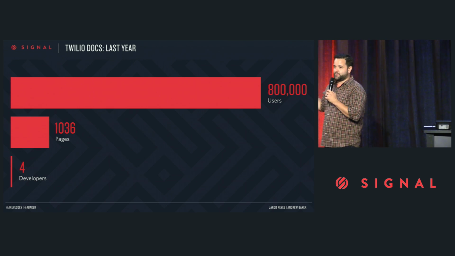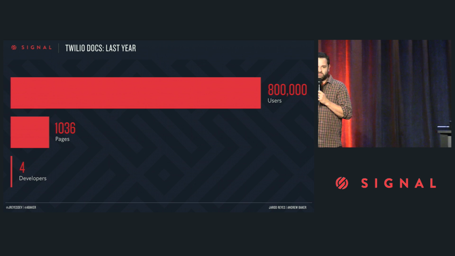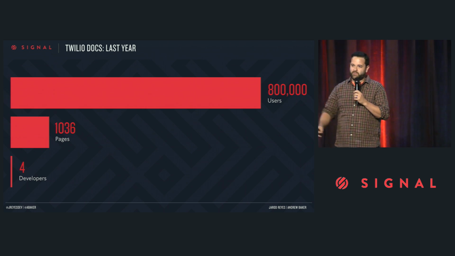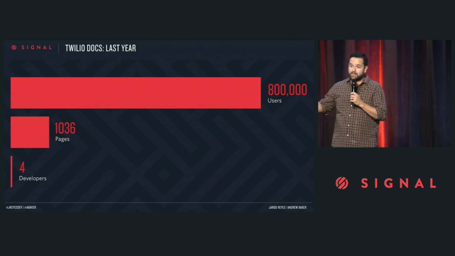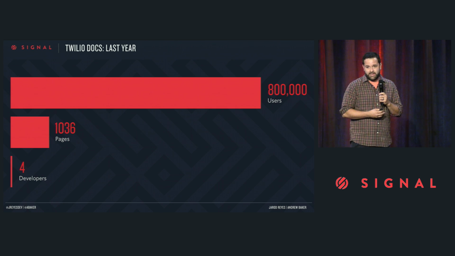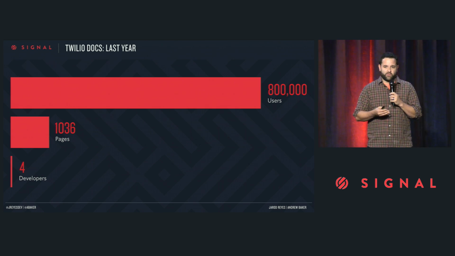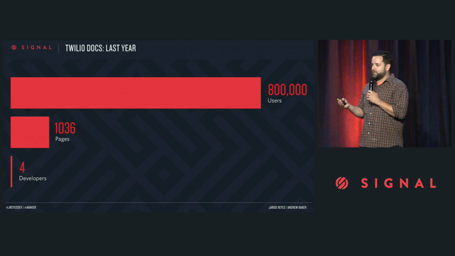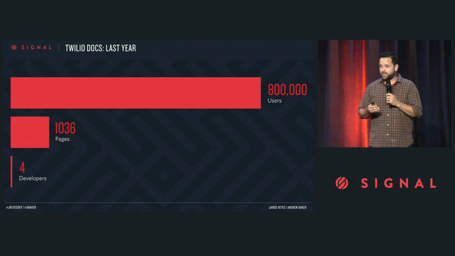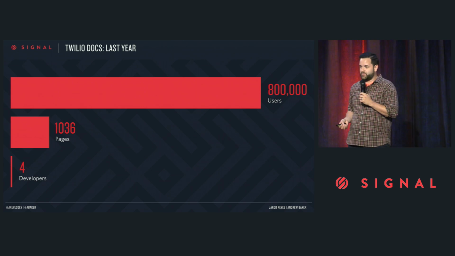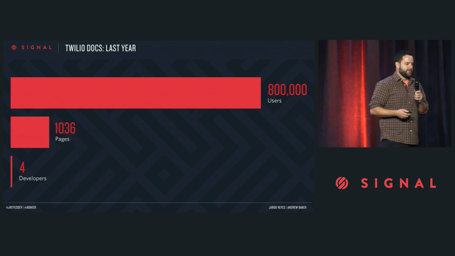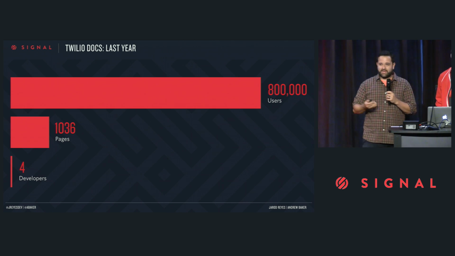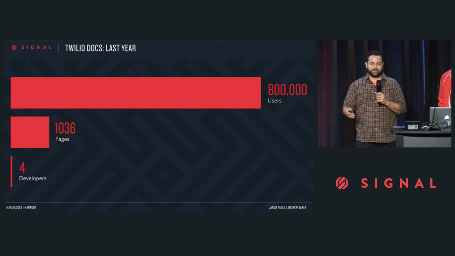Obviously, this isn't maintainable. 4 people managing 1,000 pages for 800,000 users is not something that we're going to be able to do for very long. And so one of the main things we're going to be talking about today is how we handled building a platform for documentation that was scalable and would allow us to collaborate with developers in our community and with other Twilions.